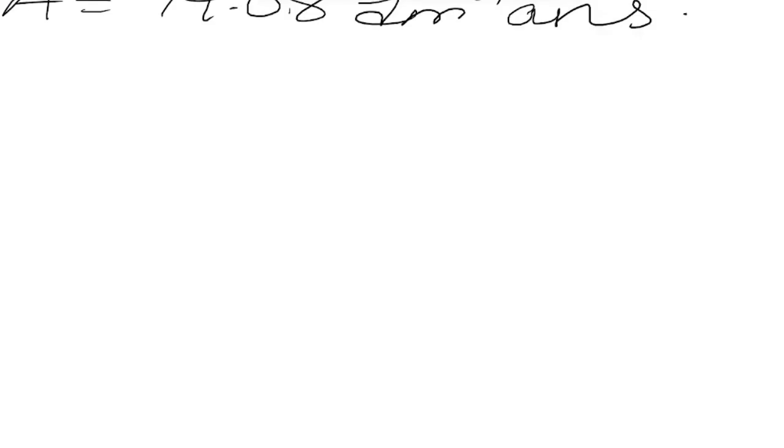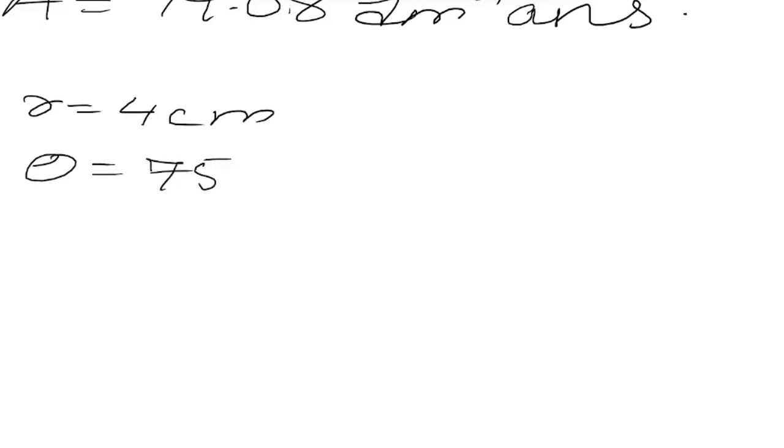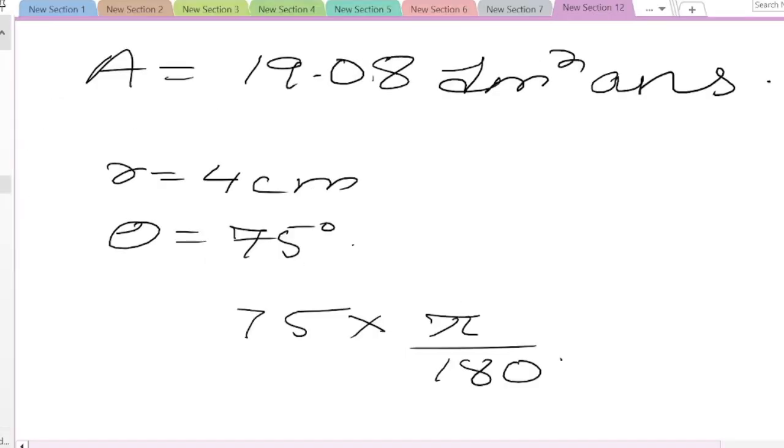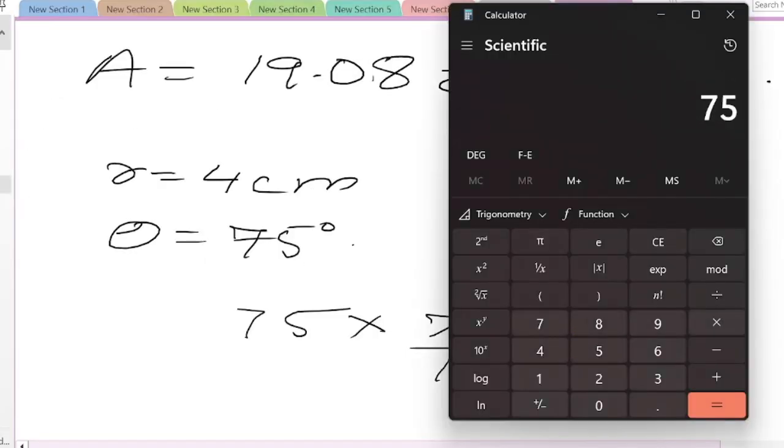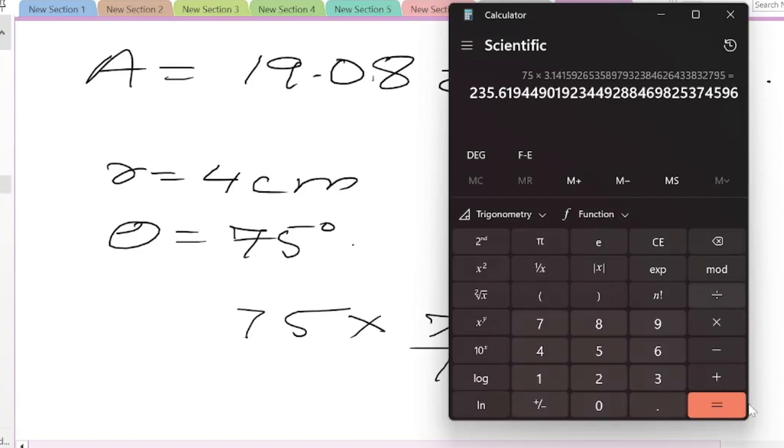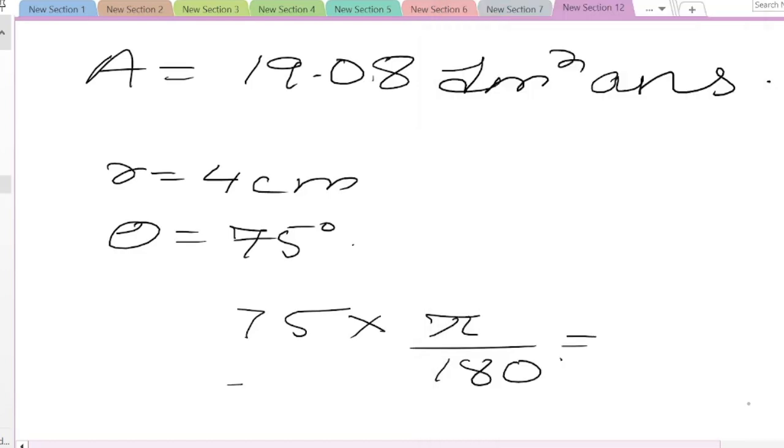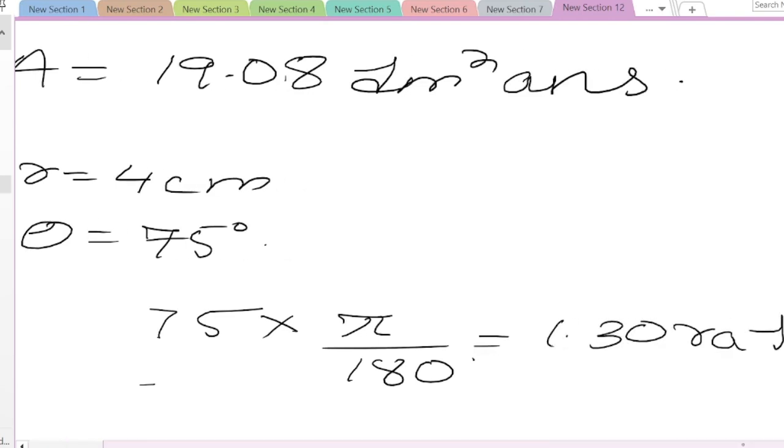I'm gonna scroll down and let's write the values for our question. Here we have radius as 4 centimeter, then our theta as 75 degree. Okay, so this 75 will be multiplied by pi over 180. That means that we are gonna first multiply 75 with pi and then divide that with 180. So we get 1.30. So that is equal to 1.30 radian. So let's write that here.